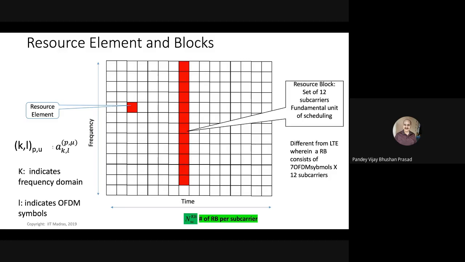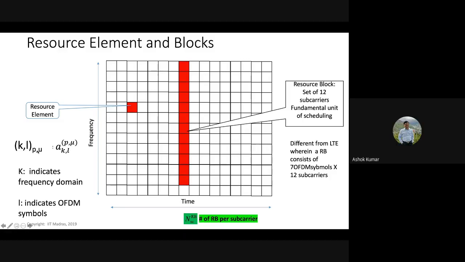Is this okay, sir? So basically, k means subcarrier number and l means symbol number. Exactly. That will tell you the particular resource element in the grid. Yeah, exactly, and you should always remember that.